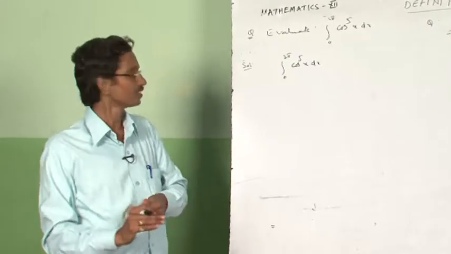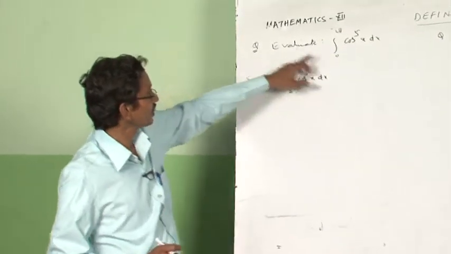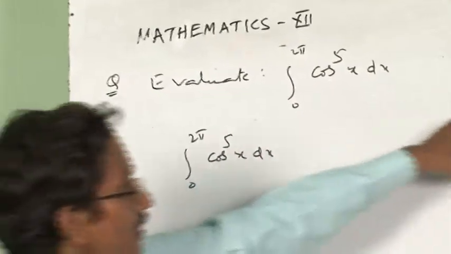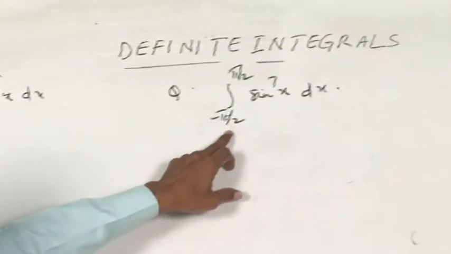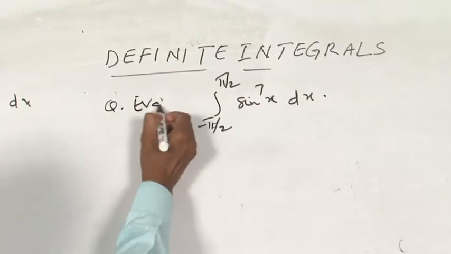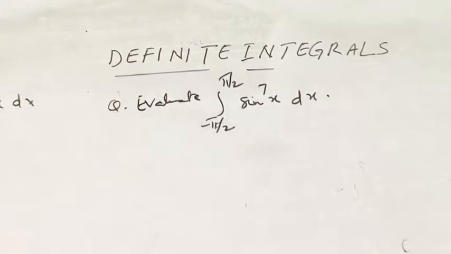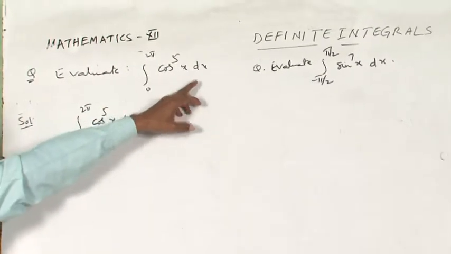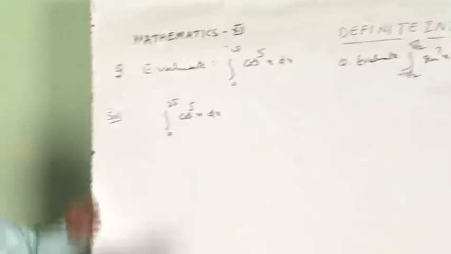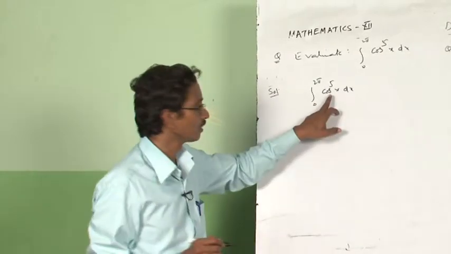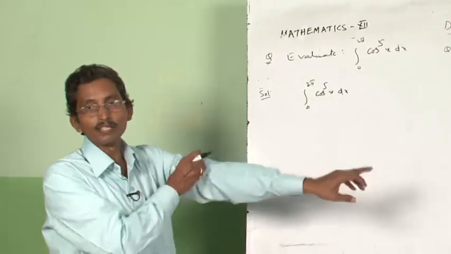My dear children, see here the questions: evaluate the integral from 0 to 2 pi of cos^5 x dx, and the second question, evaluate the integral from minus pi by 2 to pi by 2 of sin^7 x dx. Now, I will solve the first question. Can you tell me what kind of function cos^5 x is? It is an even function.